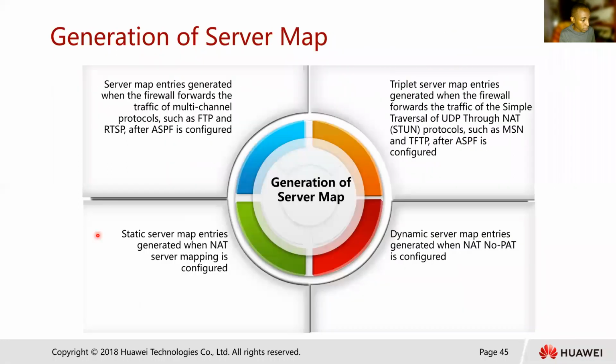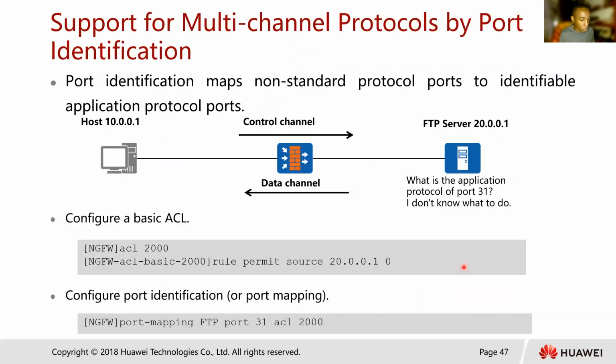You can see there'll be some static server map entries generated when NAT server mapping is appearing. There'll be some server map entries generated when there are multi-channel protocols, right? There'll also be server map entries generated when using NAT, and also when using NAT and NO-PAT.